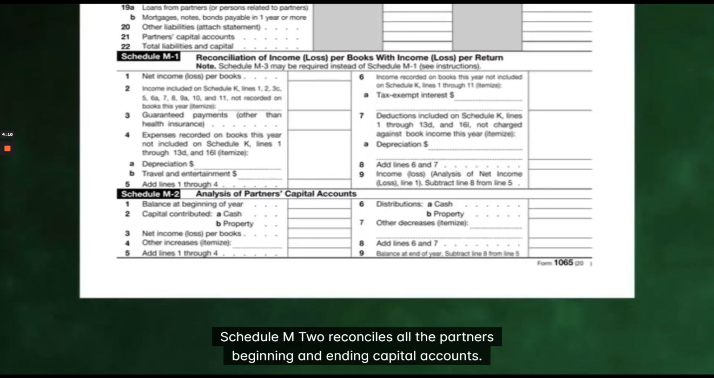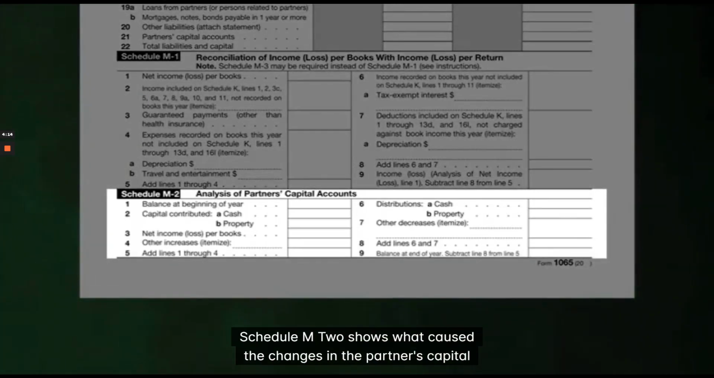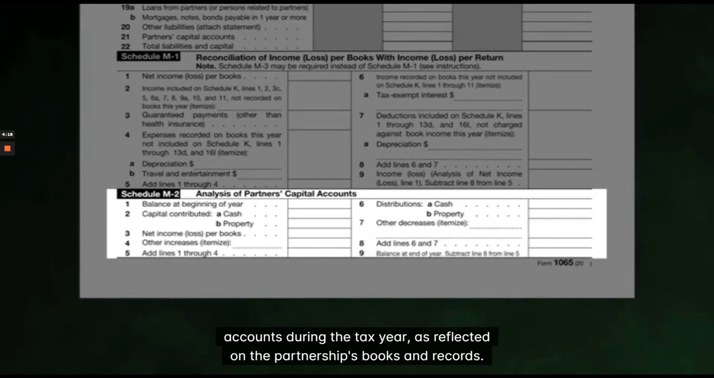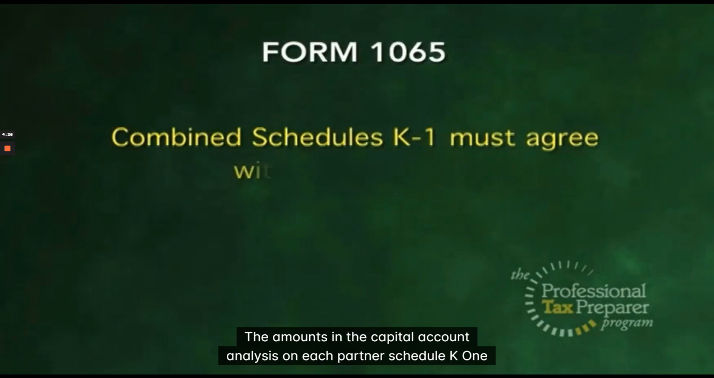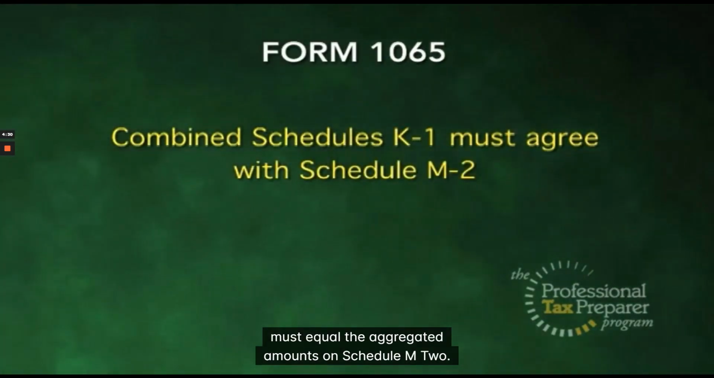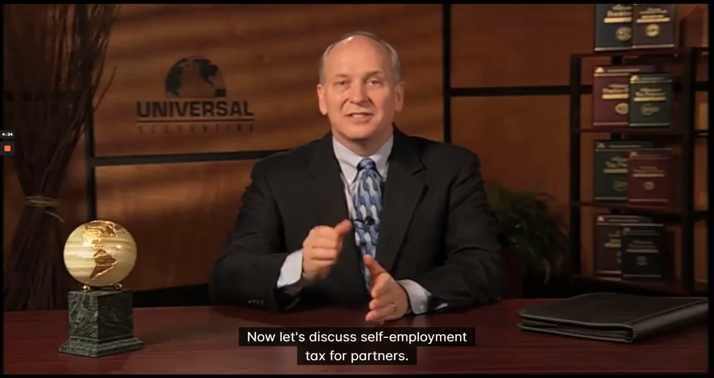Schedule M-2 reconciles all the partners' beginning and ending capital accounts. Schedule M-2 shows what caused the changes in the partners' capital accounts during the tax year, as reflected on the partnership's books and records. The amounts in the capital account analysis on each partner's Schedule K-1 must equal the aggregated amounts on Schedule M-2. Now let's discuss self-employment tax for partners.